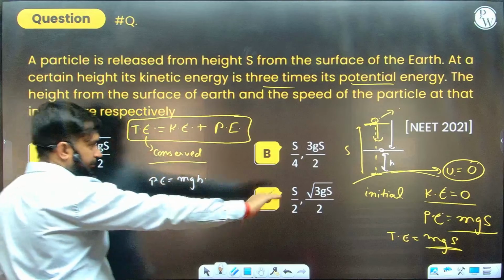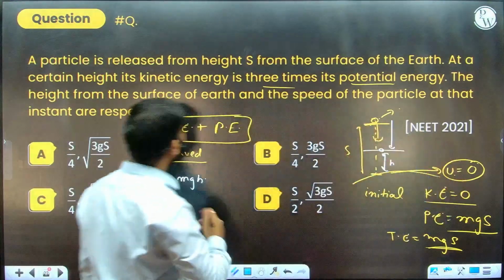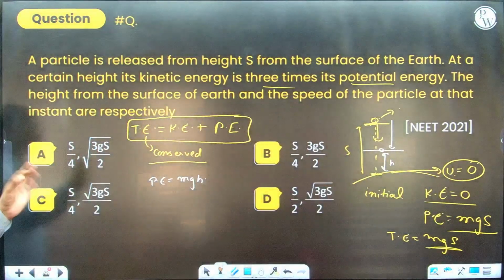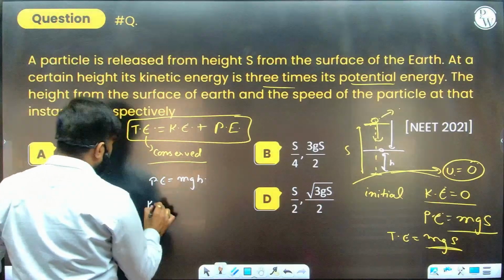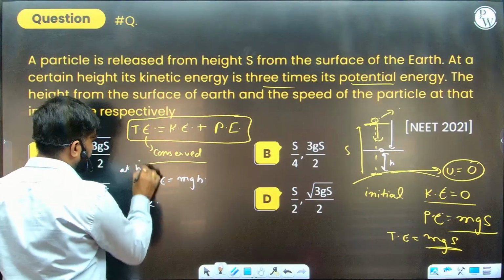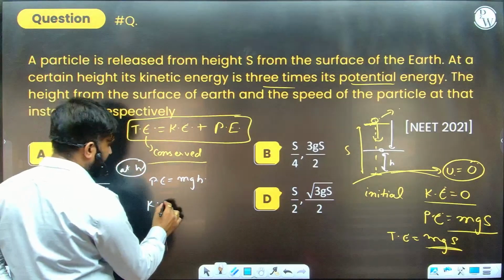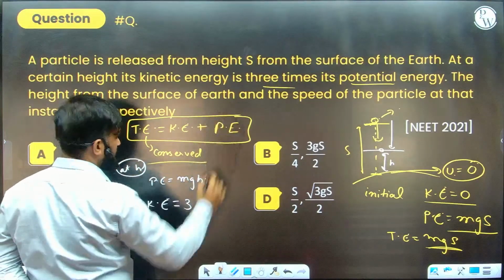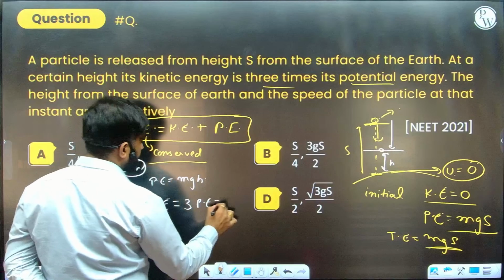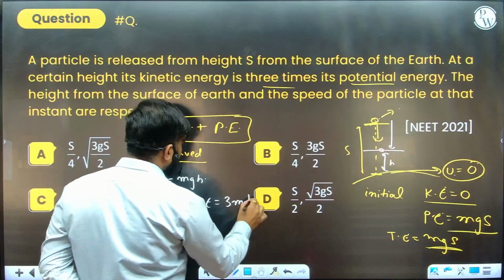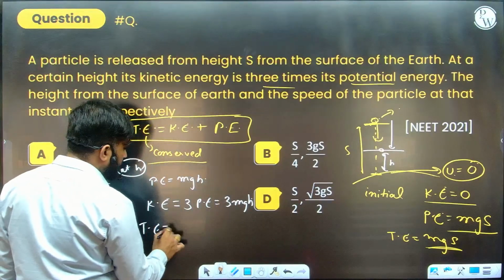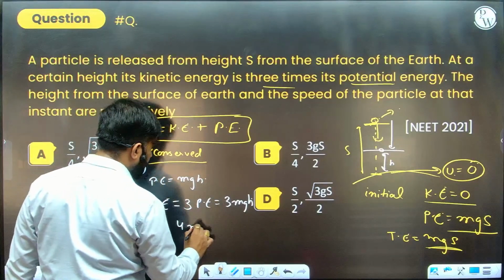Check. As the reference ground is 0. They are saying that kinetic energy is 3 times the potential energy. So at this particular height, where we have to find the height, I am writing the kinetic, which is 3 times its potential. So 3 mgh, correct or not? Now what will be the total energy? The sum of these two. Mgh plus 3 mgh is 4 mgh.